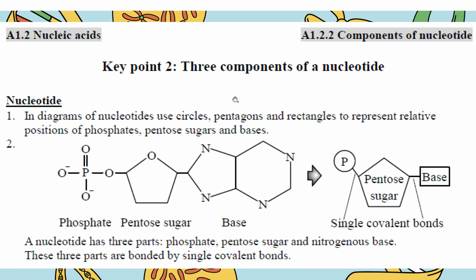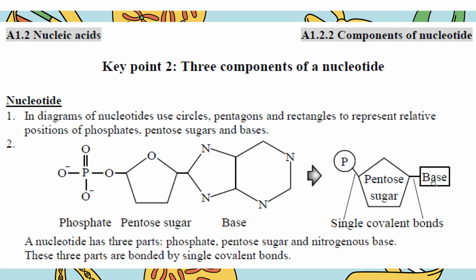And then we want to study DNA. The simplest part of DNA is the nucleotide. One nucleotide has three components: phosphate, pentose sugar, and the base. To make it simpler, we will have a symbol for each. The circle is for the phosphate, the pentagon is the pentose sugar, and the base is a rectangle.